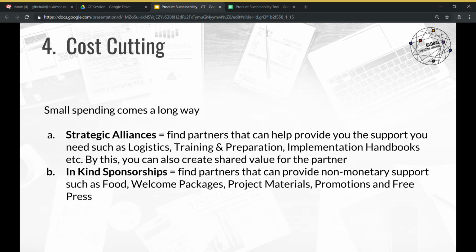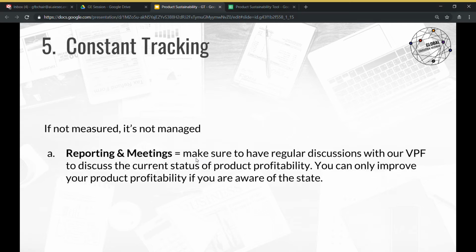Cost cutting: small spending comes a long way. Strategic alliances can be a part of cost cutting, where you find partners to provide you with logistics, training, and implementation. This is one of those partnerships that would allow you to have lesser costs. This is usually a discounted version. In-kind sponsorships are non-monetary support such as food, welcome packages, promotions, and free press.